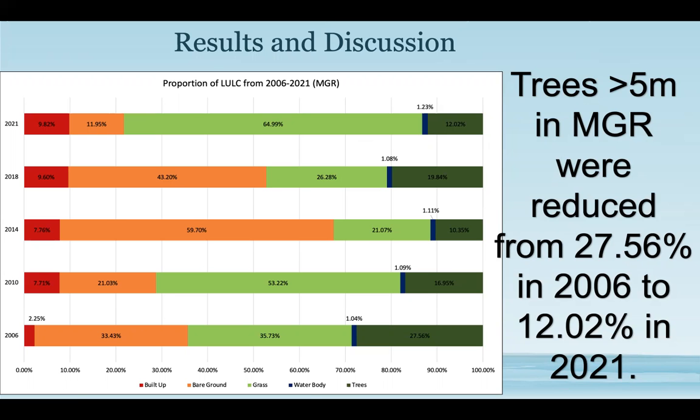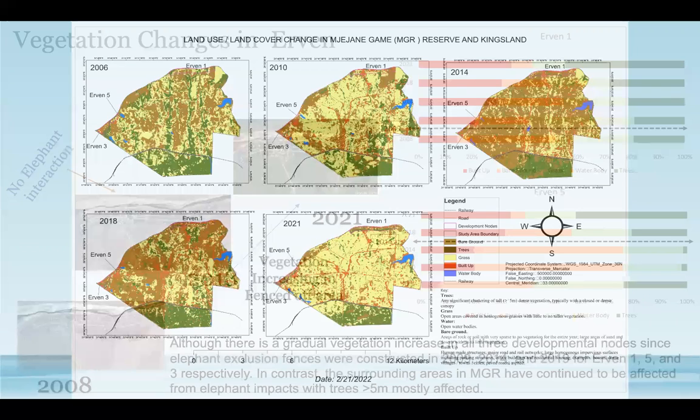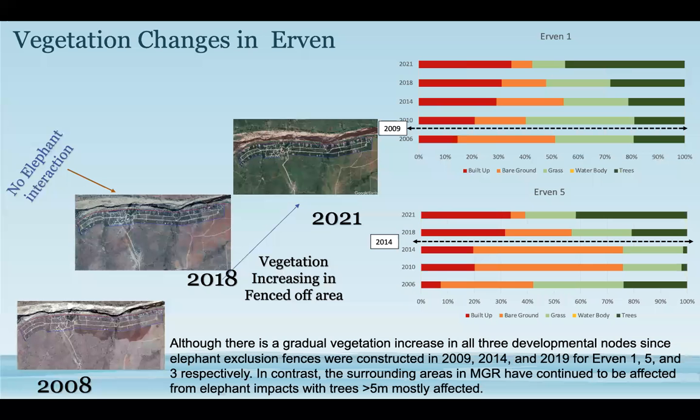So this is the map for the entire area, a reflection of what is happening and how the land use and land cover has changed over time. Let's take a deep dive into what is happening in each of the events, in each of the developmental nodes. So for event 1, since the elephant exclusion fence was constructed in 2009, there has been an upward increase in the vegetation in this area, as you can see from this.